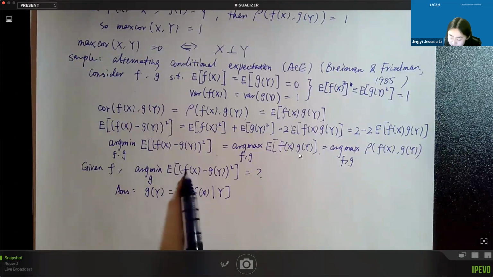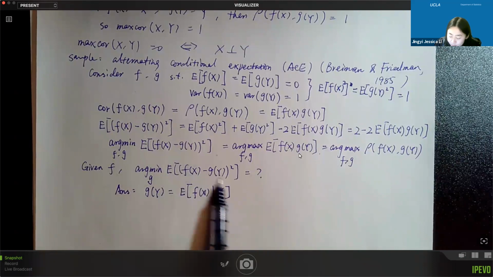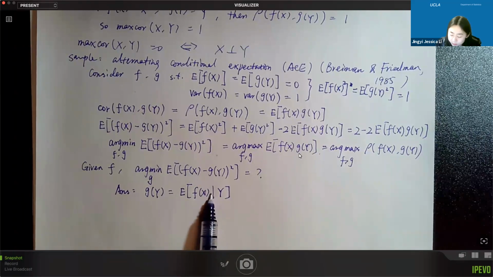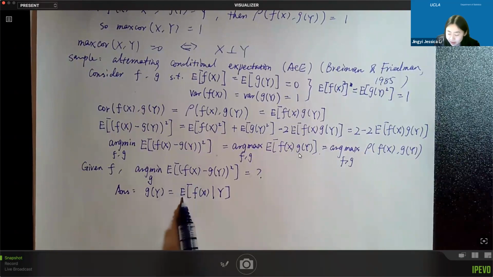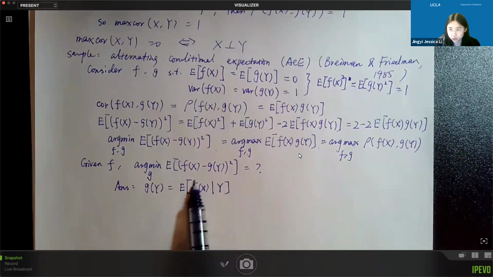So f(x) is your target, and g is a function of y. So this part must be a function of y. Whenever y changes, the right-hand side must change. But it has nothing to do with the particular value of x, right? Because x is a random variable, it can take different values. So what you do is take the expectation over x. With expectation, x is gone. The function has nothing to do with the random variable x, and it's only conditioning on y. So whenever you change y, you change the conditioning, and so you change the expectation.